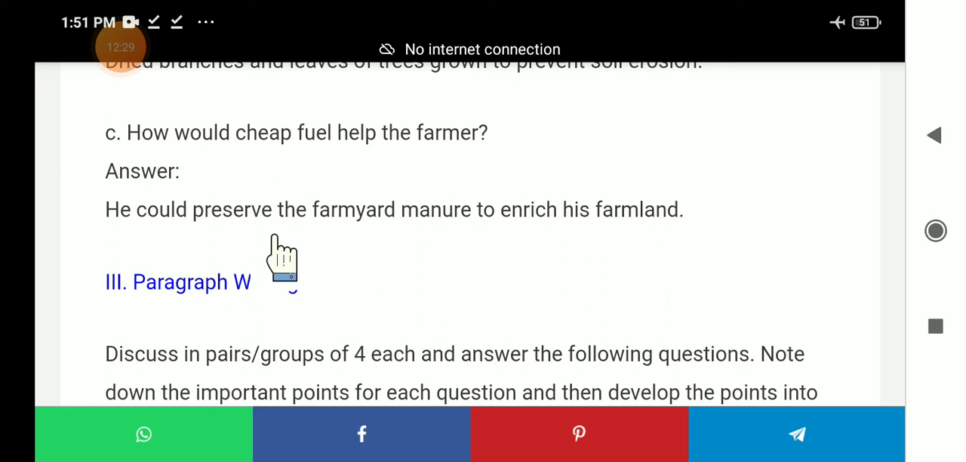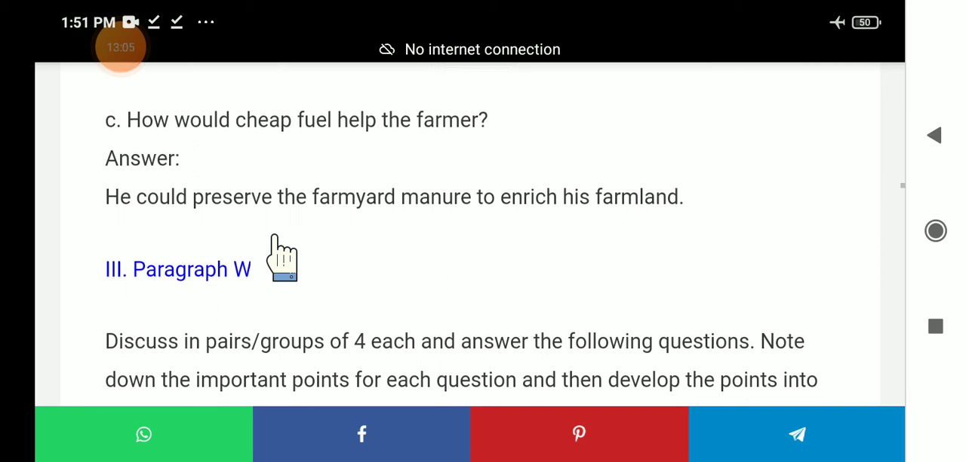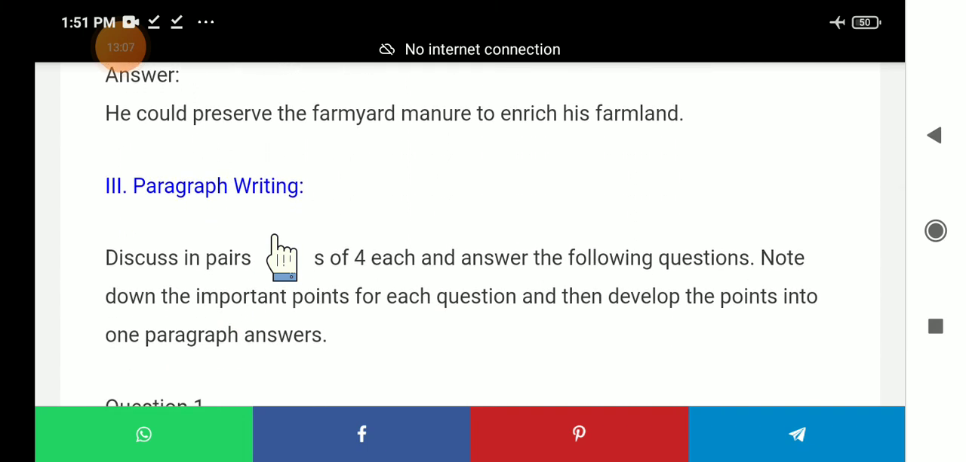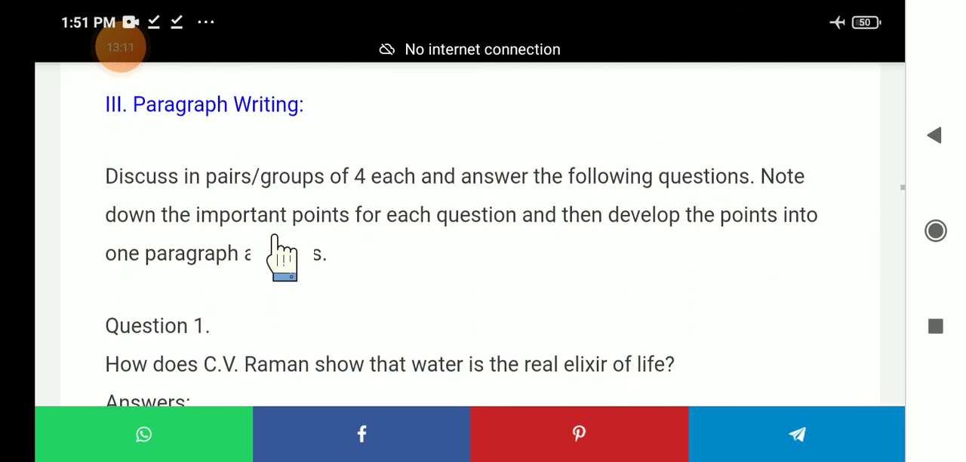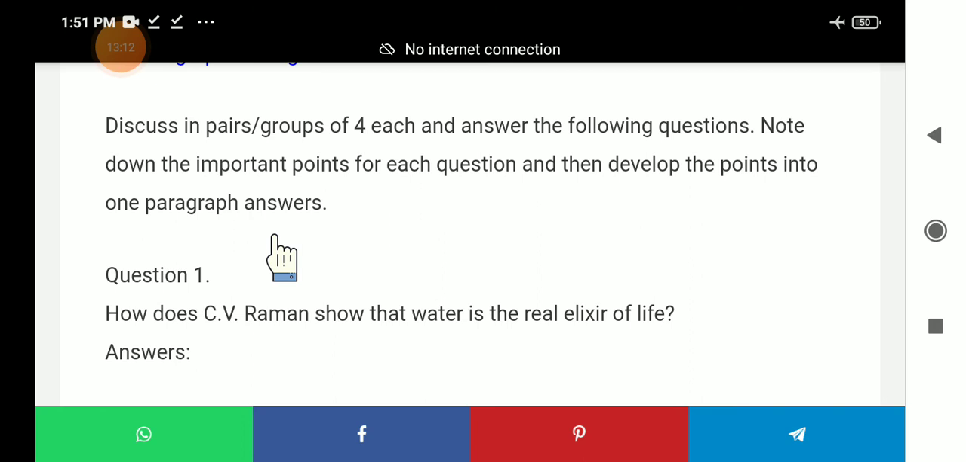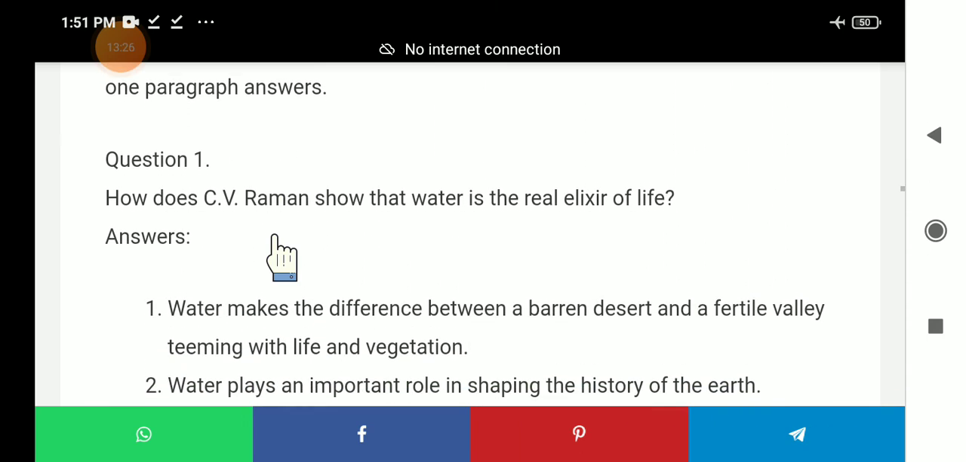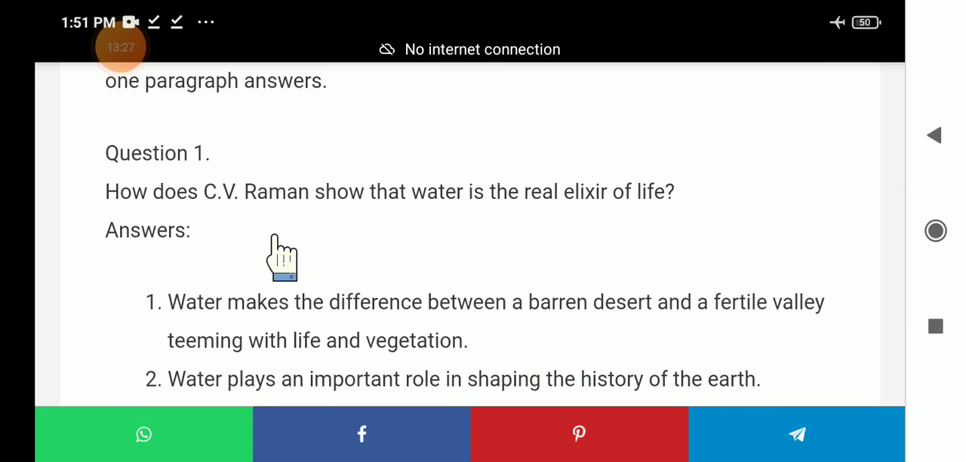Now student, come back to the page number 2. Here we have paragraph writing. Discuss in pairs, groups of 4, each, and answer the following question. Note down the important points for each question and then develop the points into one paragraph answers. So question number 1 is: how does C.V. Raman show that water is a real elixir of life?